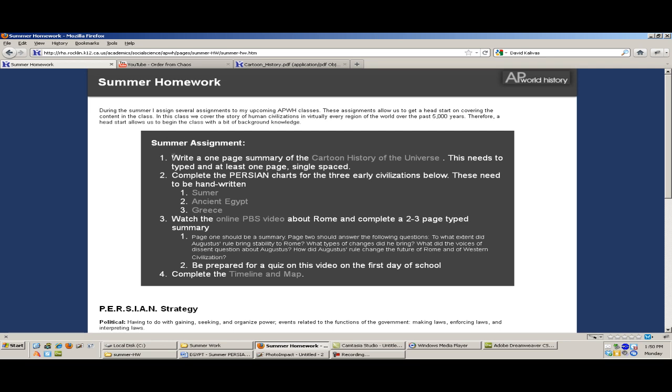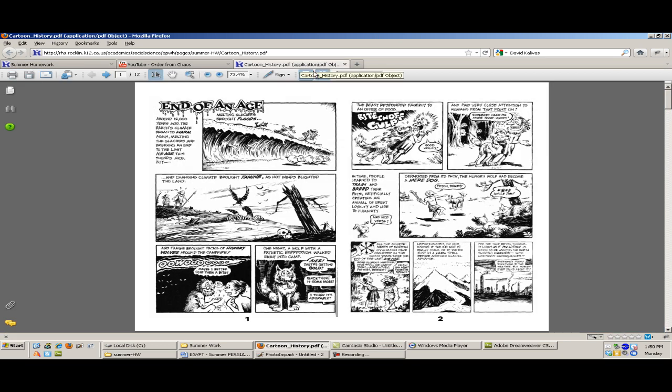Here are four things that we're going to have to do. The first one is a one-page summary on what's called the Cartoon History of the Universe. This needs to be typed, at least one page, single-spaced. It's a PDF of a book that was written. There are about 12 pages of this, and it's sort of a comic book look at the beginning of how people started to become civilized.